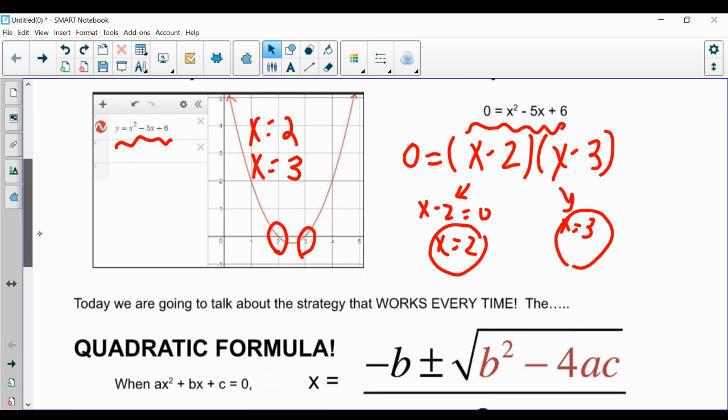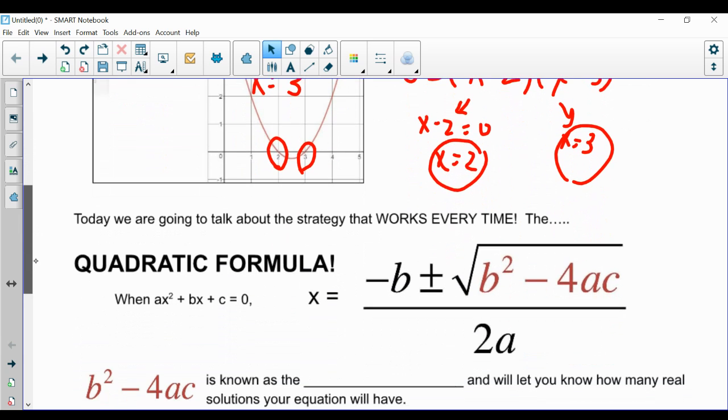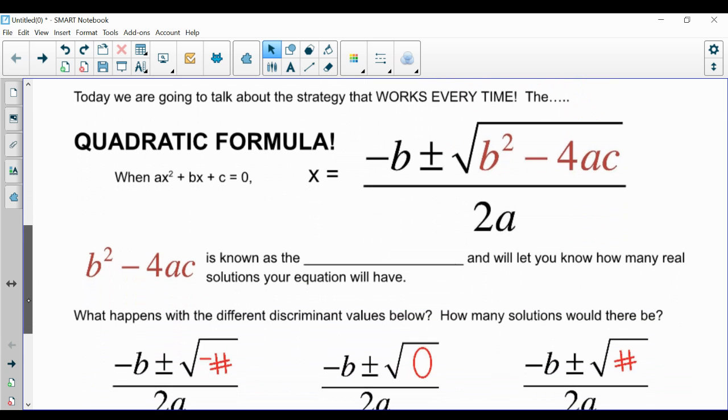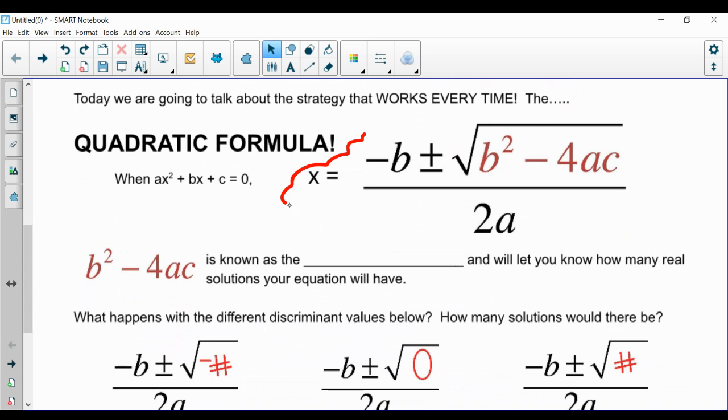As I said, today we're going to talk about the quadratic formula. It works every single time. Not every single equation is factorable. Hopefully this looks somewhat familiar to you from previous math classes.